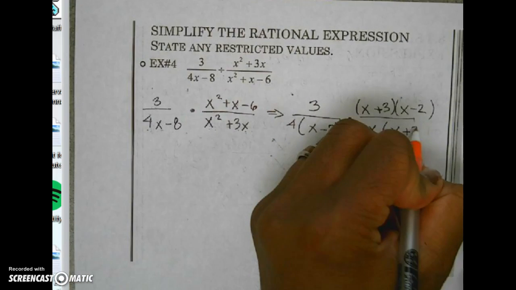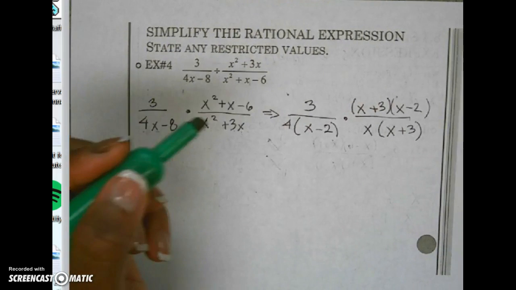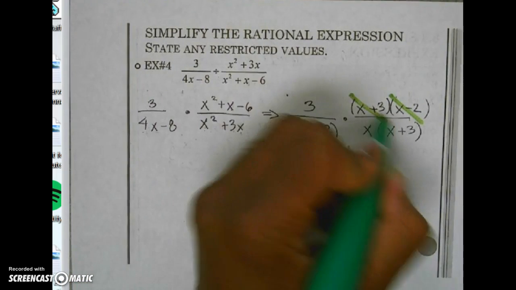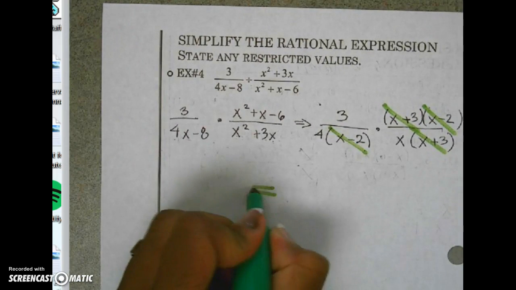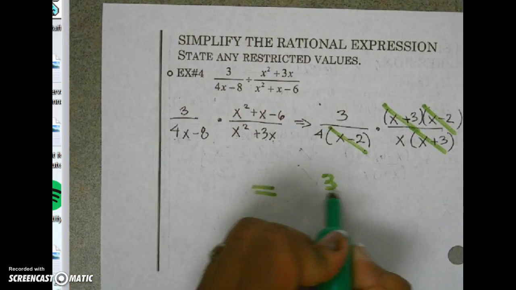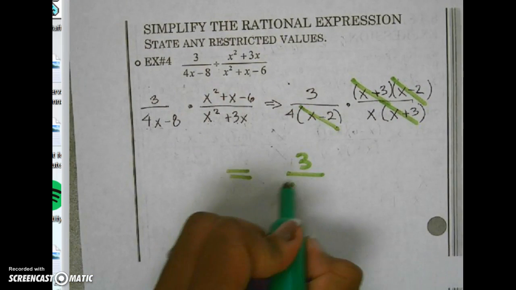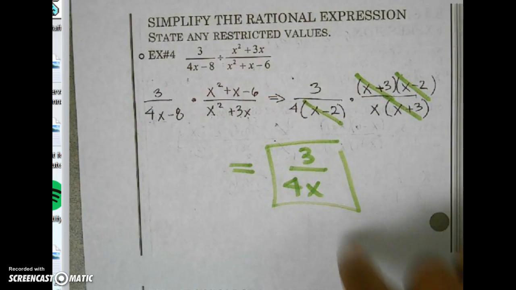X plus 3. Now that everything is factored, I'm now going to cancel anything that can be canceled. So x minus 2, and I see an x plus 3, and that's it. So what's left? I still have a 3 up top, and I also have 4 and an x, so 4x in the denominator. All of that simplified just to that.